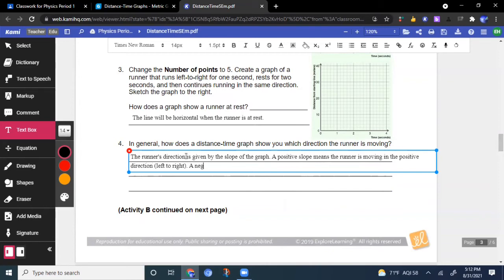A negative slope means the runner is moving in the negative direction, which would be from right to left.